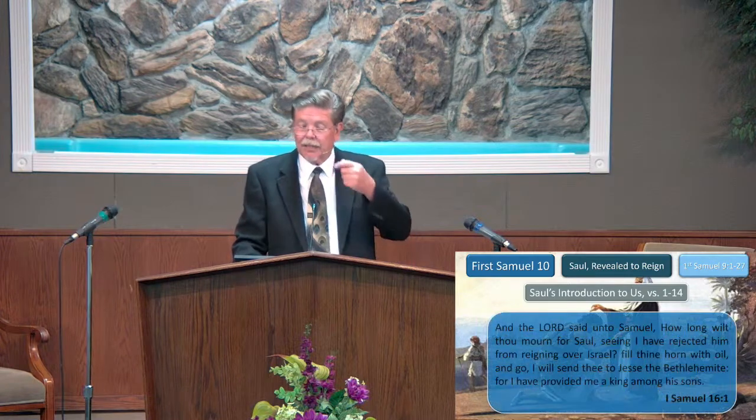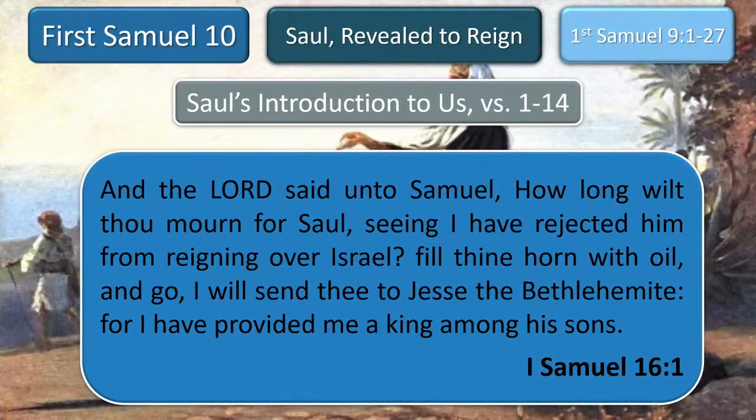1 Samuel chapter 16 and verse 1, the Lord said unto Samuel, How long wilt thou mourn for Saul, seeing I have rejected him from reigning over Israel? Fill thine horn with oil, and go, and I will send thee to Jesse the Bethlehemite, for I have, notice this, provided me a king. You provided you a king, now I'm going to provide me a king. See, I believe that Saul was Israel's choice to be the people's king. But David was chosen to be God's king over Israel.